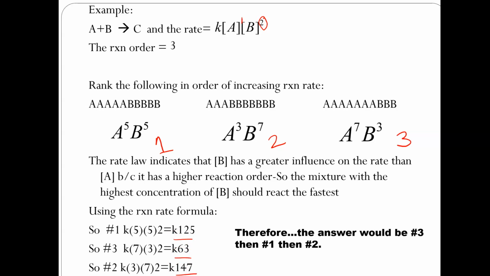The answer would be number 3. Okay, this one would react the fastest, then number 1, and then number 2. When I do the math, k times 63, that one is going to react the fastest, because notice it's got a 63. Okay, then the first one is next, 125, and then 147. And I'm going to stop here.